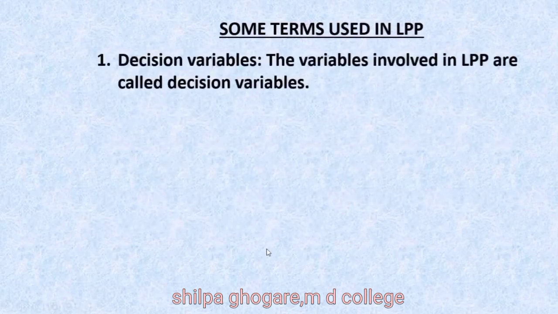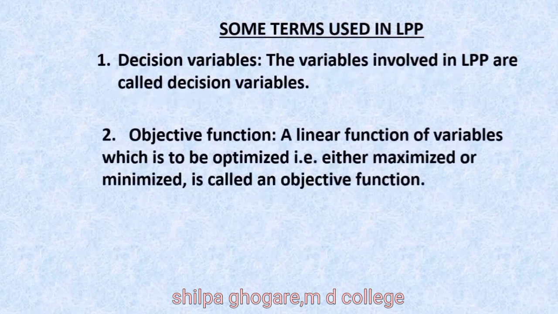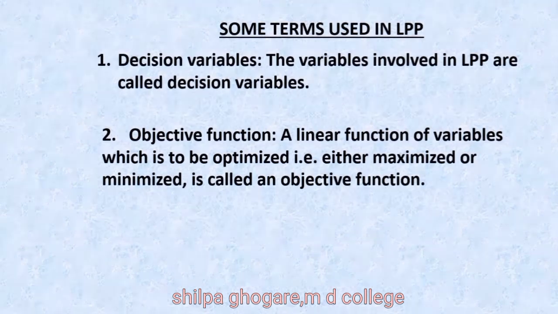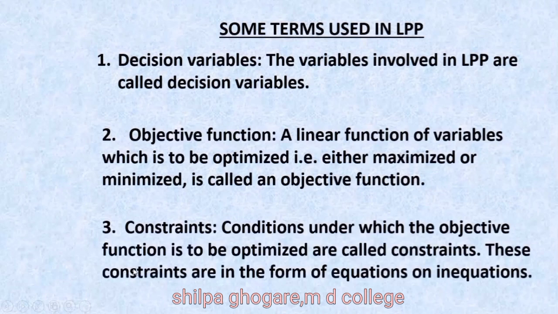Decision variables are variables involved in LPP. We have seen in the previous example the number of dolls and number of cars, x and y. They were the decision variables, whereas the objective function is a linear function of variables which is to be optimized, that is either maximized or minimized. Then you have the constraints. They are the conditions under which the objective function is to be optimized. These constraints are in the form of equations or inequations.